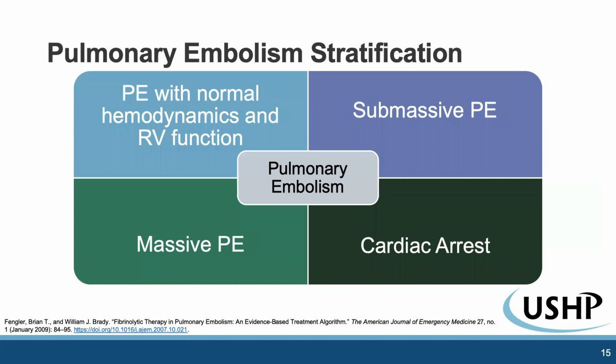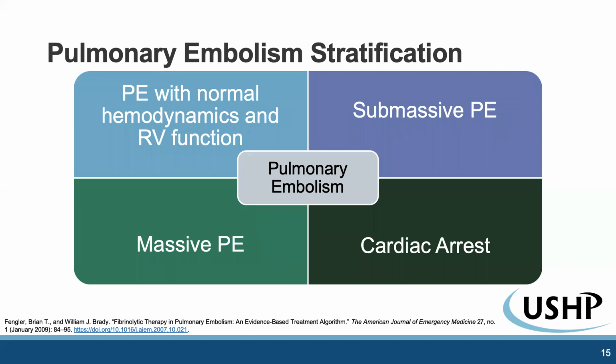When we look at pulmonary embolism as a whole, we can basically divide it into 4 categories. In the first category, we will go from least to most severe. On the left, we have PE with normal hemodynamics and RV function. This is a patient that is considered low risk. They're presenting with normal hemodynamic function as well as normal RV function.